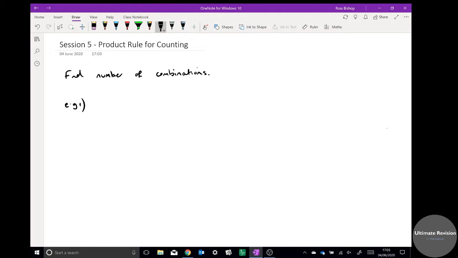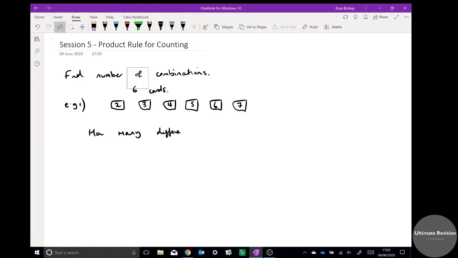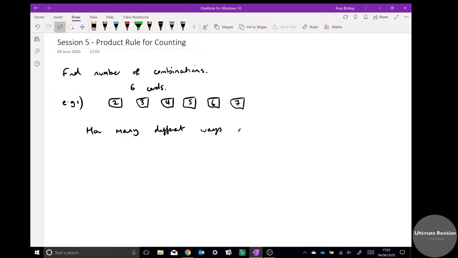Now for EG1 I've got 6 cards and they're numbered 2, 3, 4, 5, 6 and 7. So I've got 6 different cards with the numbers 2, 3, 4, 5, 6 and 7 on them. And the question is how many different ways can I order all 6 cards? Now one way is already done for you: 2, 3, 4, 5, 6, 7.